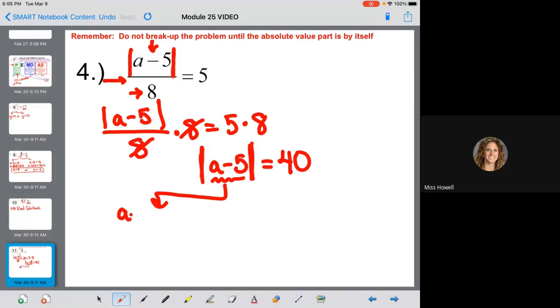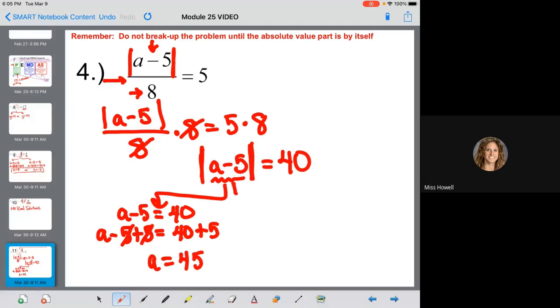So we have a minus 5 that can equal 40, which means we would do a minus 5 plus 5 equals our 40 plus 5. Cancel on the one side, we end up that one of our possibilities here for a is that a could be a 45.